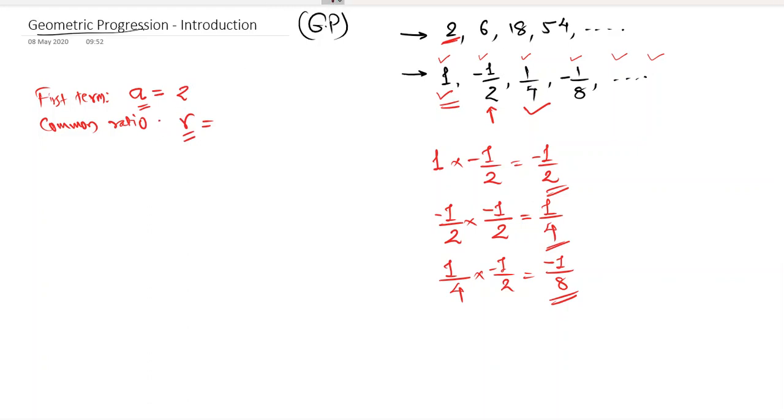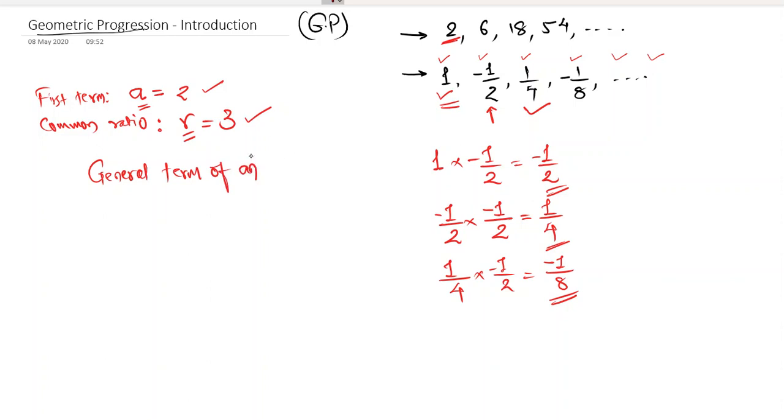right? So common ratio. Can you tell me the common ratio in the first sequence or the first series? The common ratio is 3, right? 2 threes are 6, 6 threes are 18, 18 threes are 54, and so on. So the first term A is 2, common ratio R is 3. Now you know what is a GP. I'm going to tell you what is the general term of a GP. You know what is the general term of an AP?